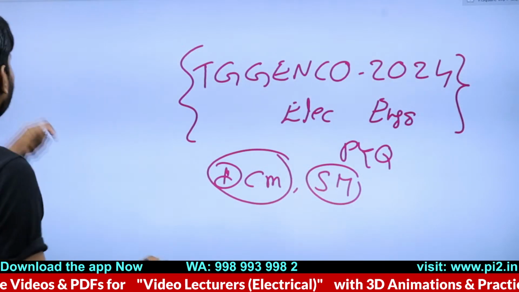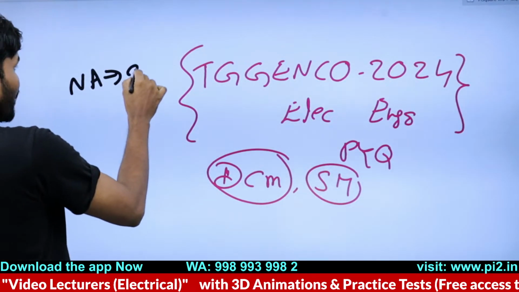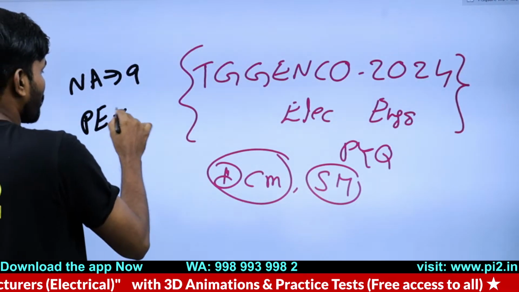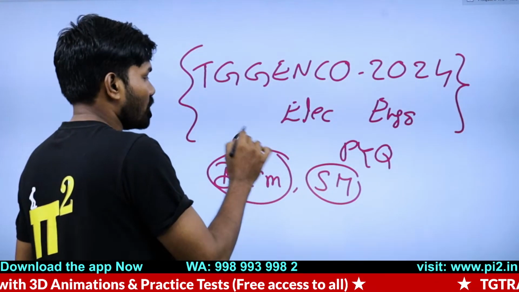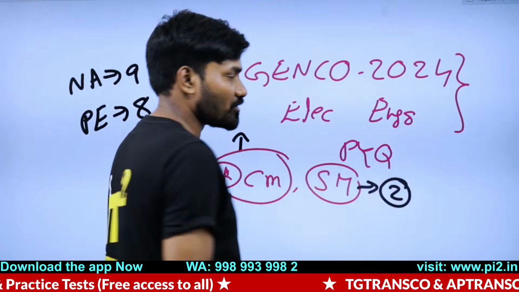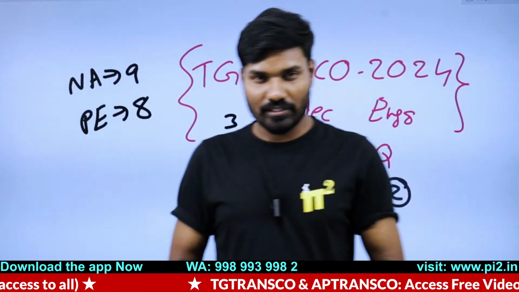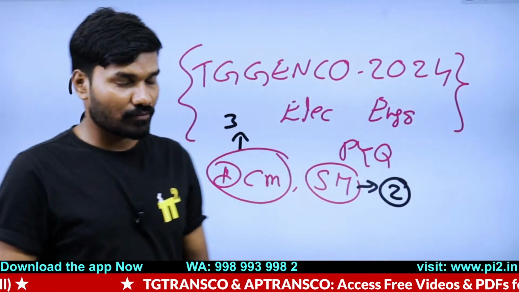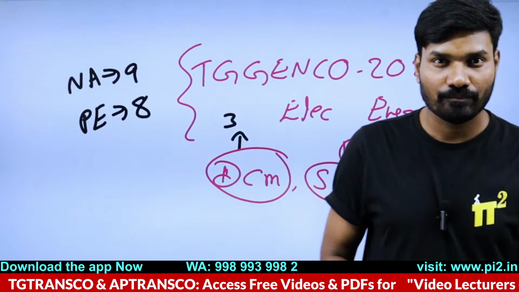I have already done this previously for network analysis, almost 9 questions have come. Power electronics, almost 8 questions have come. And from DC machines, we got 3 questions, I think. From synchronous machines, we got 2 questions. And overall machines, we got something close to 16 to 17 questions. In that, DC machines and synchronous machines, 3 and 2, 5 questions total.